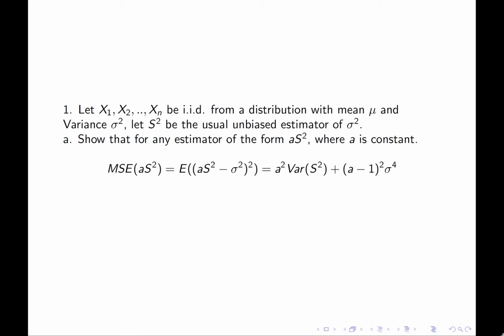Okay, so the question is, we have n independent random variables from a distribution with mean mu and variance sigma squared. You let S squared be the usual unbiased estimator of sigma squared. So part A: show that for any estimator of the form A S squared, where A is a constant, the mean squared error of A S squared is going to be this. So let's have a look at the solution.